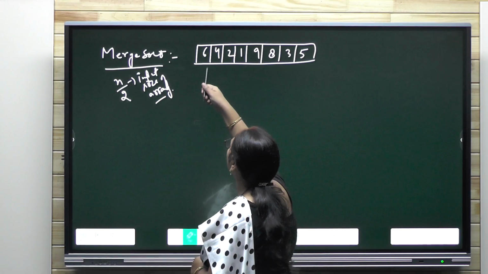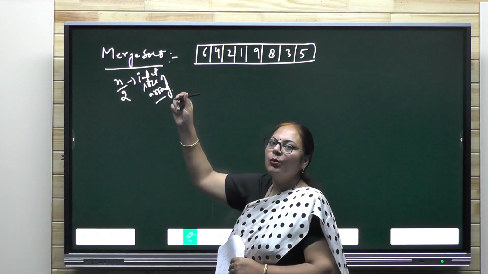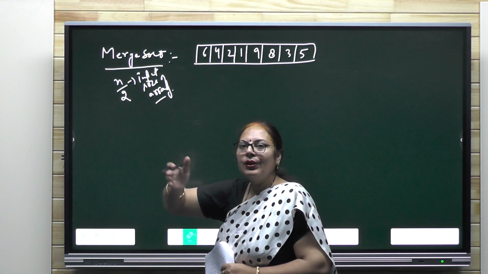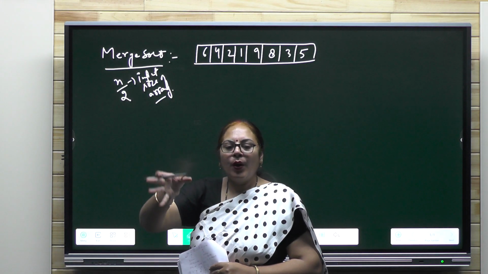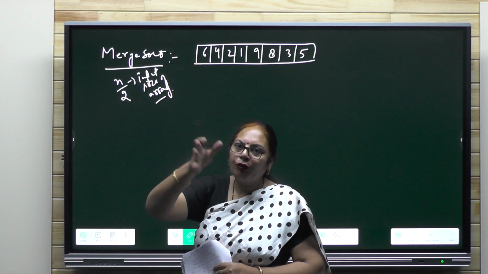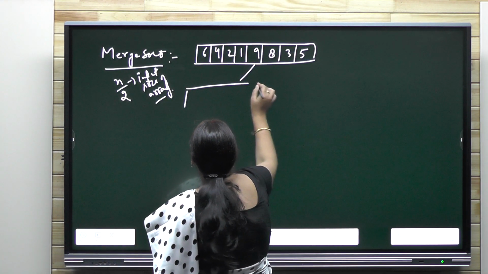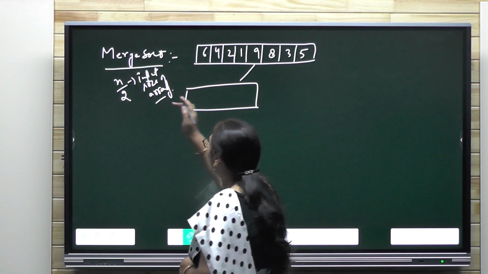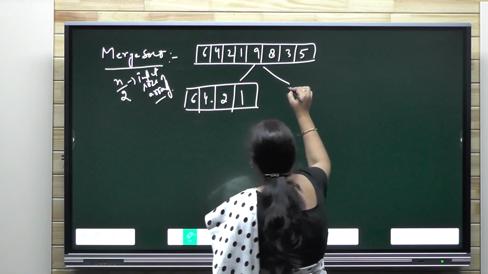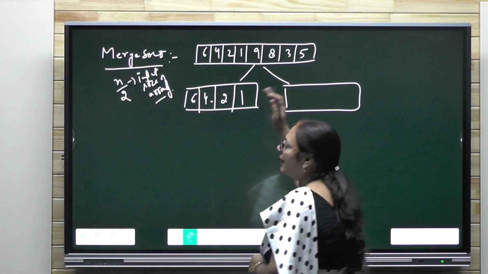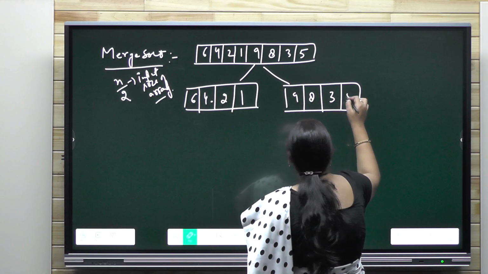How many elements do we have now in the array? 1, 2, 3, 4, 5, 6, 7, 8. So 8 by 2 is 4. That means we are going to divide the elements of the array into two sub-arrays where each sub-array will contain 4 elements. One sub-array will contain the first half, that is 6, 4, 2, 1, and the second sub-array will contain the remaining 4 elements, 9, 8, 3 and 5.